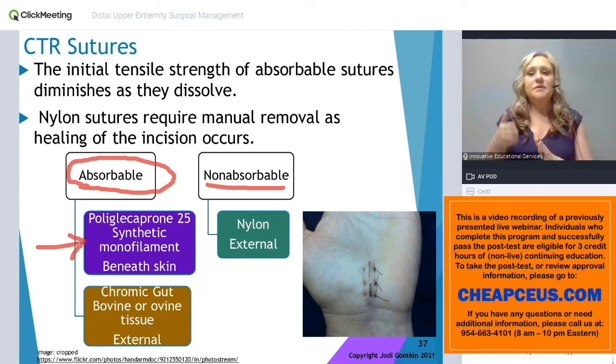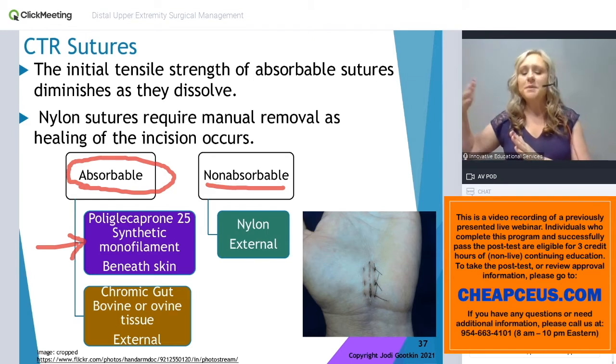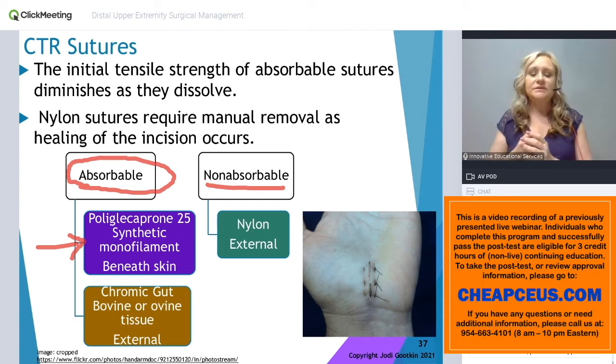As healing of the body's own tissues continues to occur, by day 14, it's at about 30 to 40%. Then by day 28, it is not going to have any tensile strength left, but there may still be some of the suture in there. And then it takes ultimately 90 to maybe 120 days for it to completely dissolve.